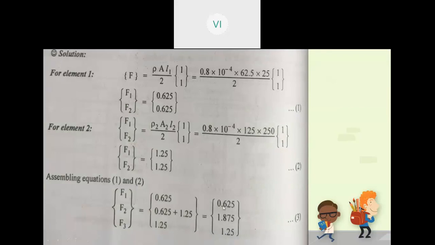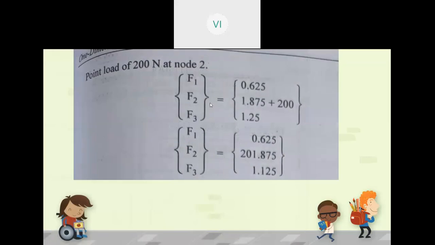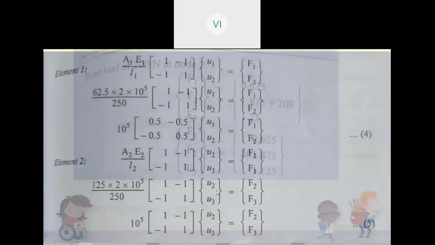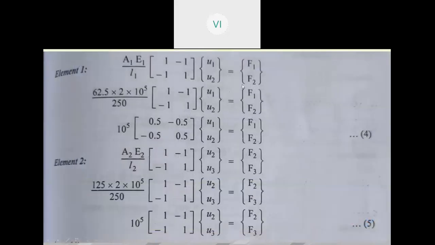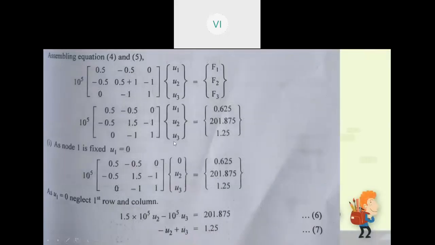So F1, F2, F3 you will get like this, as the global force. But in the diagram itself they are giving the load P2, that is at the second node, so you have to add 200 Newton. You will get the answer like this. This is the force value of each element. Now go with the global force vector. F is equal to Ku, AE by L, U1, U2. So F in terms of U1, U2, and F in terms of U3 and U4, you need to find out. Now just add everything and you will get like this.